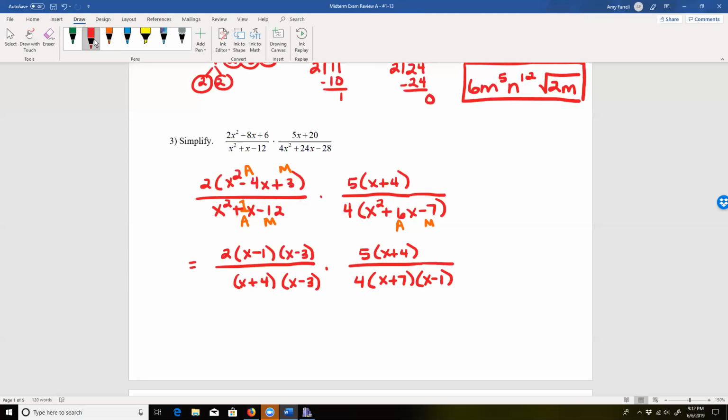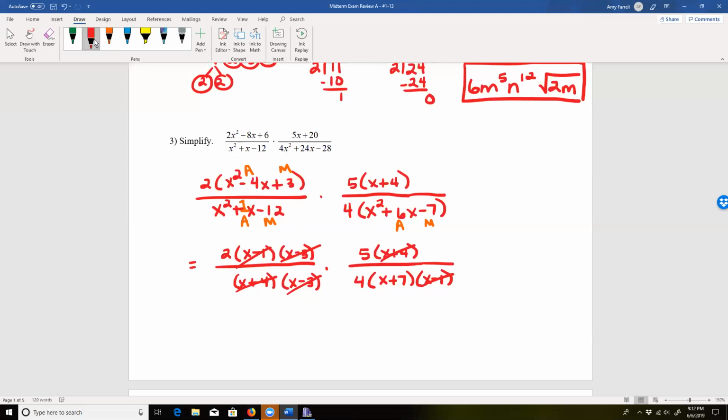Now what we do is we cross cancel if possible. We could also cancel up and down, meaning that I can cancel this common factor of x minus 3. As long as one of the factors is in the numerator and the other is in the denominator, we can cancel. I can also cross cancel here. I can also cross cancel here. So we got rid of all the binomials.